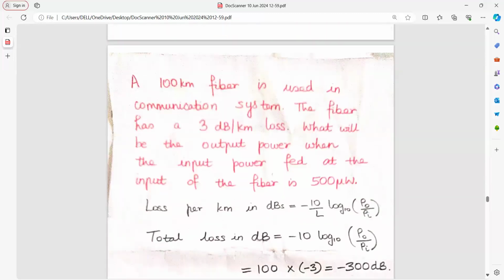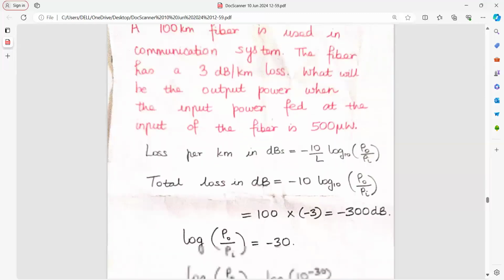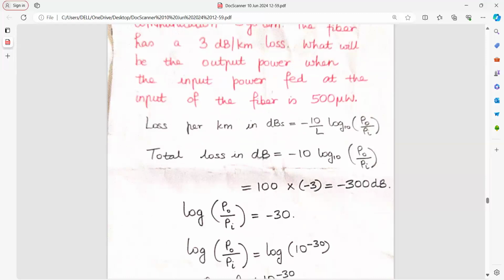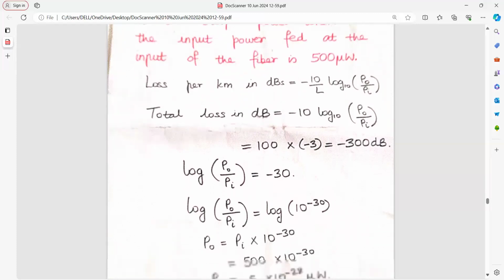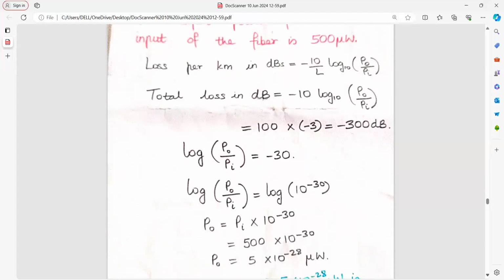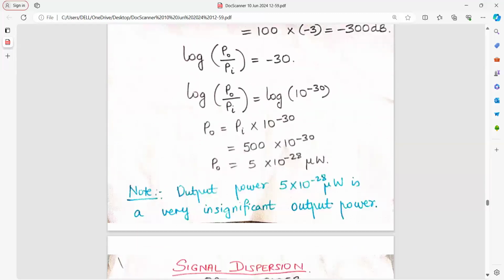And then you take anti-log on both the sides and you get the answer. A 100-kilometer fiber is used in communication system. Fiber has a 3 decibel per kilometer loss. What will be the output power when input power fed at the input of fiber is 500 microwatt? Loss per kilometer is minus 10 upon L log base 10 P naught upon Pi. So you get total losses as minus 300 decibels. You take log on both the sides. P naught is equal to Pi into 10 to the power of minus 30. So P naught is 5 into, this is a very small value, 10 to the power of minus 28.